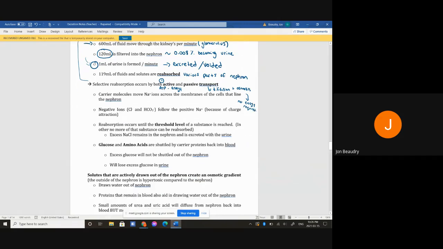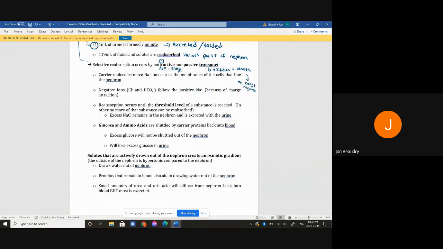Now, here is going to be new content for us today, starting with this point right here. Okay? Now, my carrier molecules move sodium ions across the membranes of the cells that line the nephron. What does that mean? That means that sodium is going to be reabsorbed. And it's going to go from my nephron to my efferent arteriole.